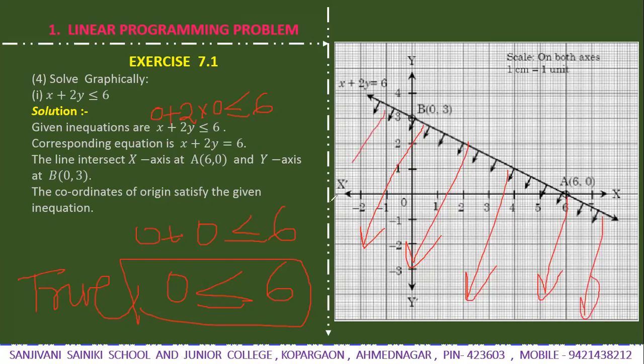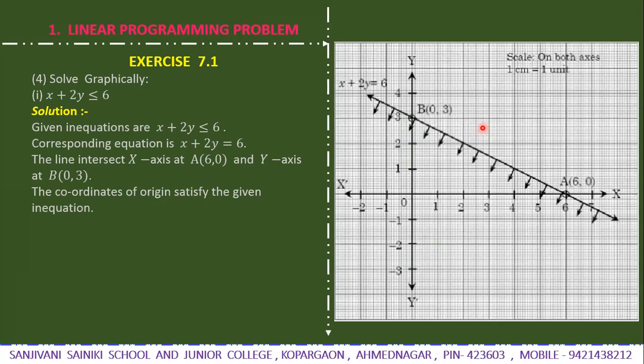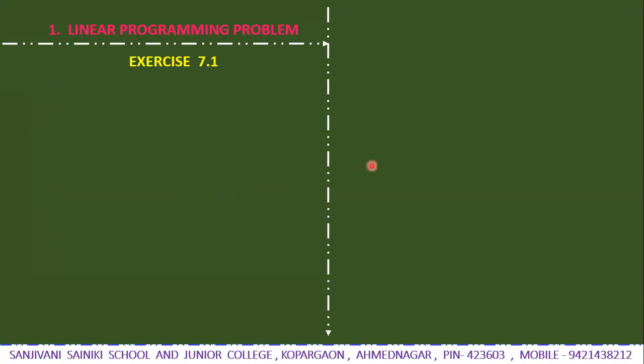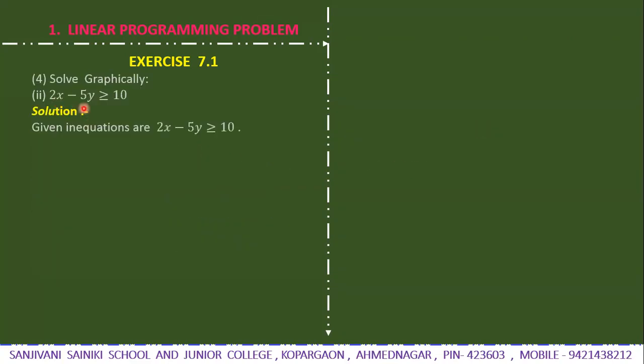Origin side. So this is the solution set of this given linear inequation. Similarly, just go for the second example. 2x minus 5y is greater than or equal to 10. So first we write the corresponding equation, then find the 2 points which lie on the axis.